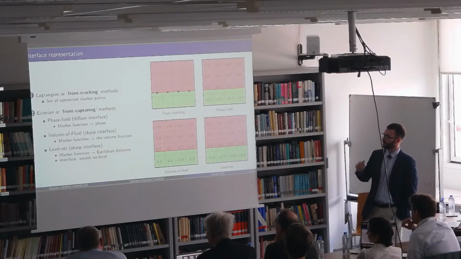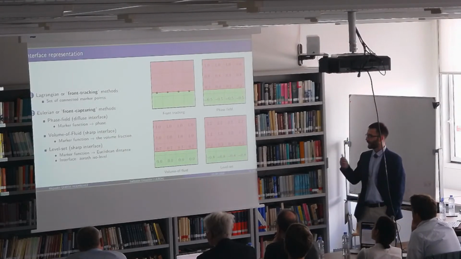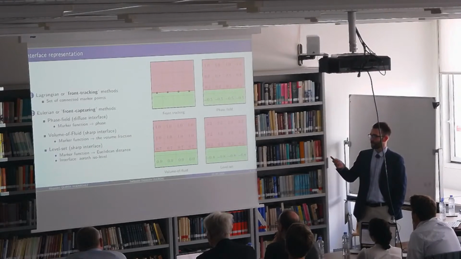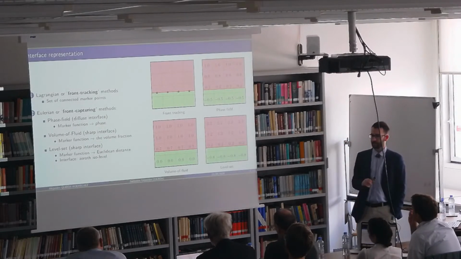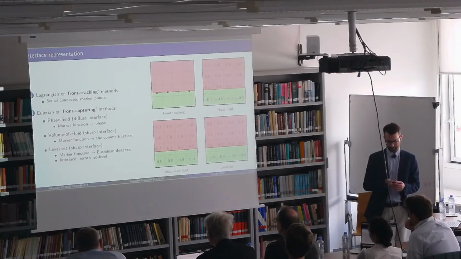So, in terms of interface representation, we could use front tracking methods, where the interface is defined by a set of connected marker points. They are very accurate, but are very hard to implement. Then we could use front capturing methods, where we have a scalar field that defines our interface, commonly called the marker function. So we have diffuse interface methods, such as the phase field, where the interface spans a few cells, and the sharp interface methods, such as the volume of fluid, where the marker function represents the volume fraction of one of the phases, or the level set method, where the marker function represents the Euclidean distance from each point to the interface.